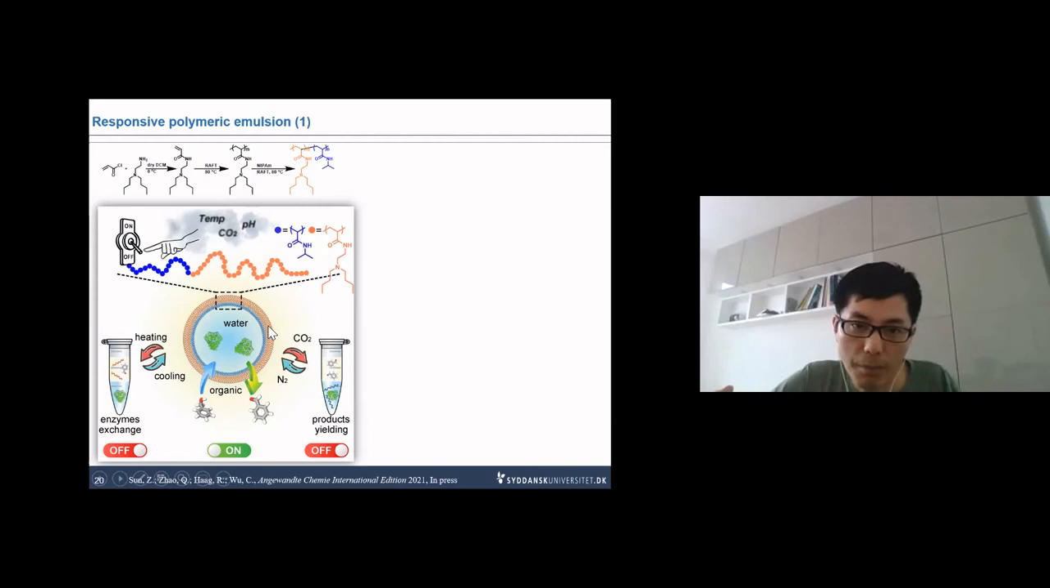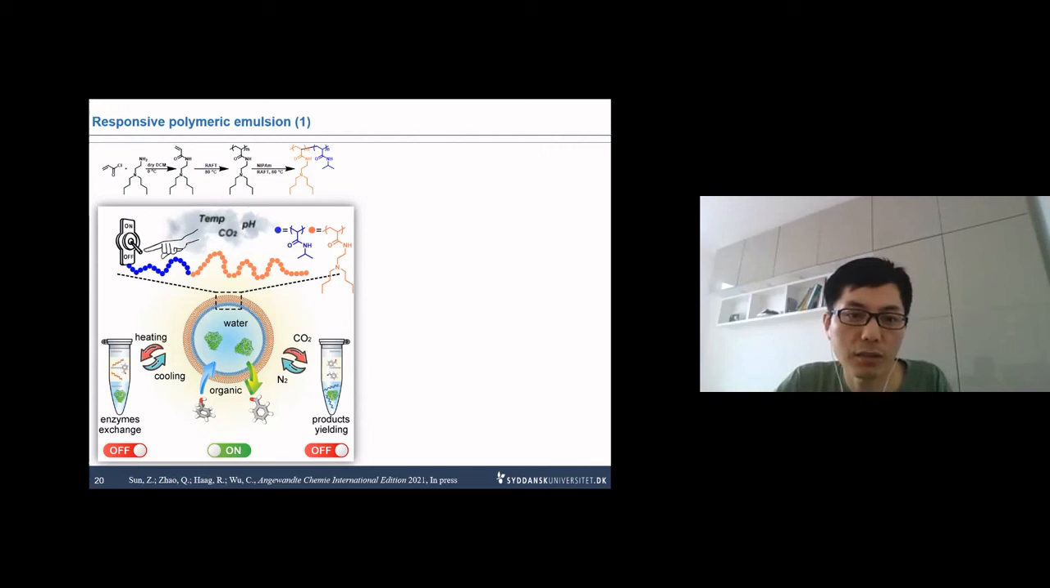And after you want to separate this polymer from the system, you can easily heat up the temperature to about 40 degrees, or you can treat the emulsion with, for example, CO2, and then the emulsion will automatically separate. Then it is very easy to get your product or to separate your polymer.